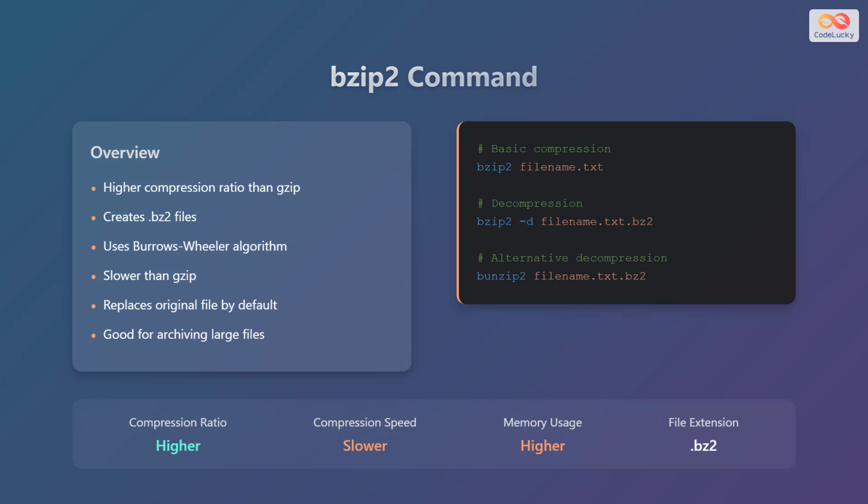Here's a comparison of bzip2 with gzip. Bzip2 offers a higher compression ratio, but has a slower compression speed. It also requires higher memory usage compared to gzip. The file extension for bzip2 files is .bz2.